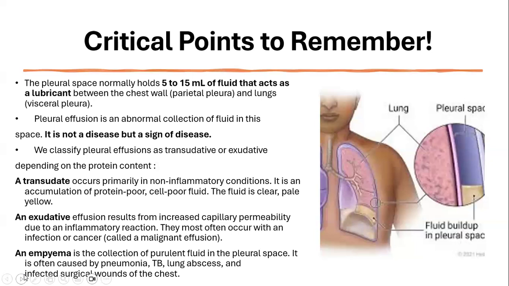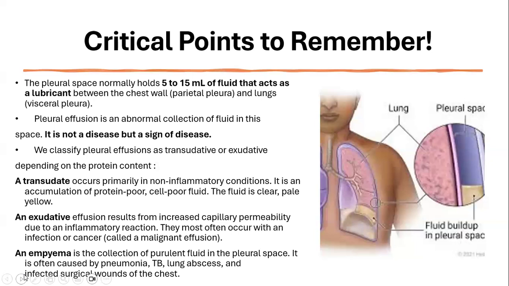For pleural effusion, we classify it into two main types, transudative and exudative, depending on the protein content. A transudate occurs primarily in non-inflammatory conditions, and the exudative results from increased capillary permeability due to inflammatory reaction. They most often occur with infection or cancer.